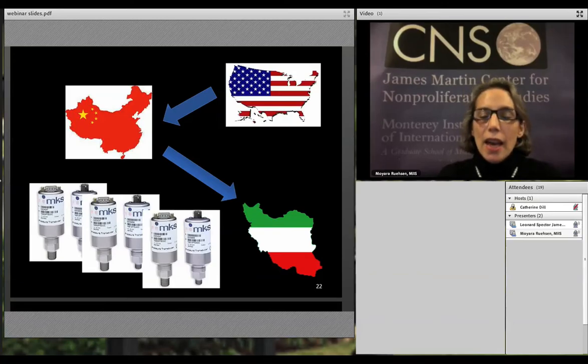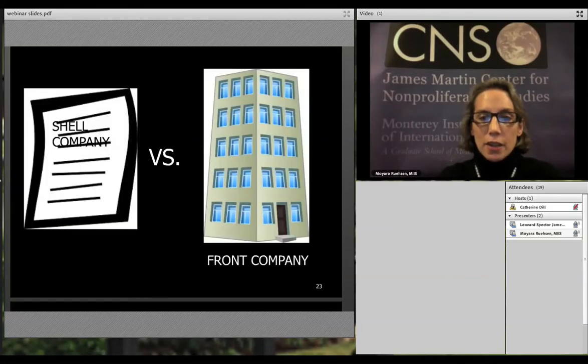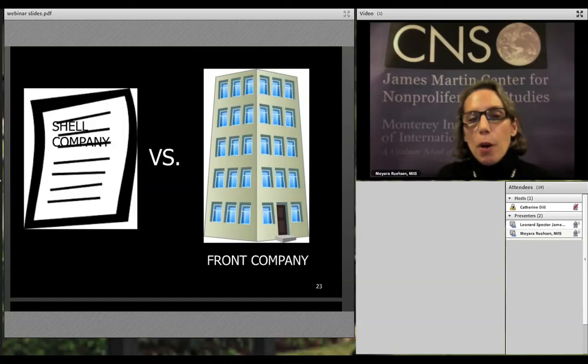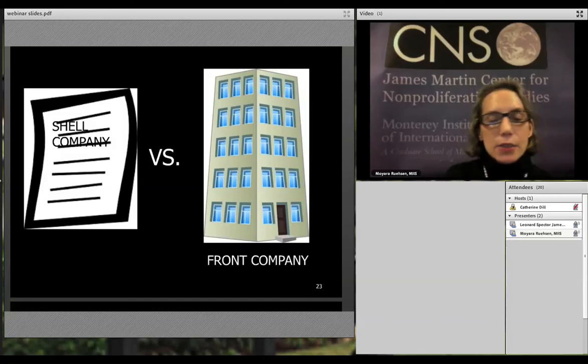So how do these middlemen do it, even though these items were prohibited for export to Iran? Well, both individuals made use of shell companies. And I want to pause here for a moment and explain the subtle difference between a front company and a shell company, because the two terms are often used interchangeably. A shell company exists only on paper. There's technically nothing illegal about it, and there are many legitimate legal and commercial purposes for creating a shell company.